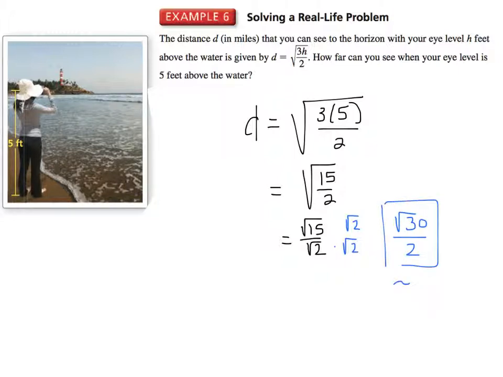There's my answer. And if they did want the approximate miles, you could actually just take 15 divided by 2 and take the square root of that. It's approximately 2.74 miles.